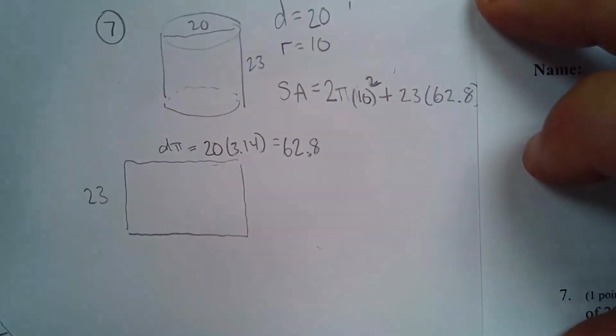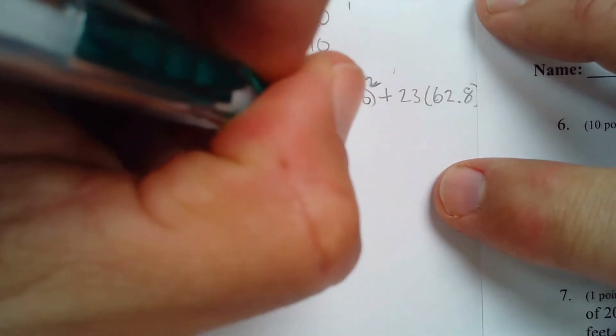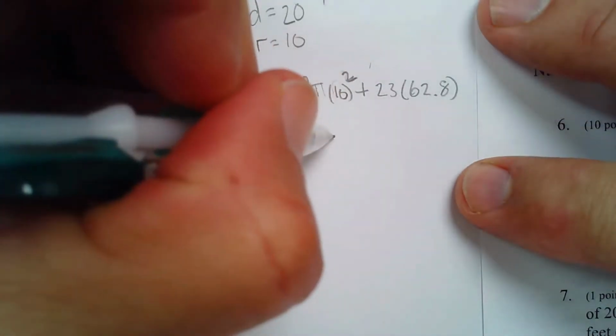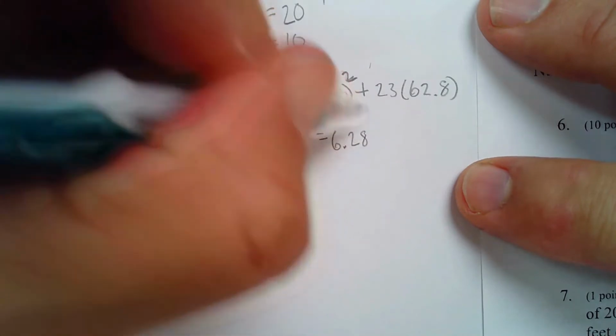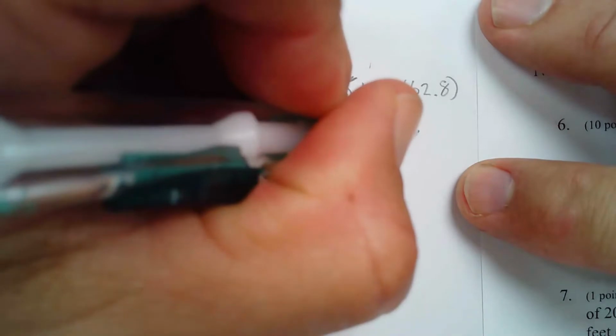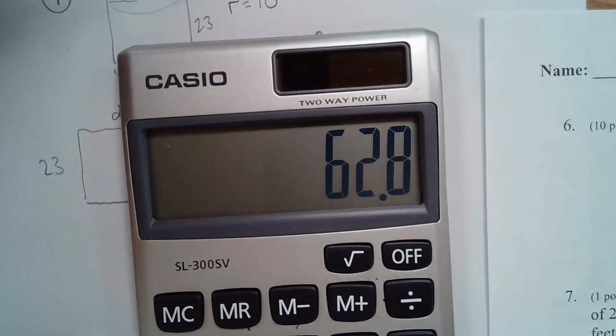So this is 10 squared. I'm going to have to continue over here. 2 times pi is 2 times 3.14, which is 6.28, times 10 squared, which is 100, plus 23 times 62.8.